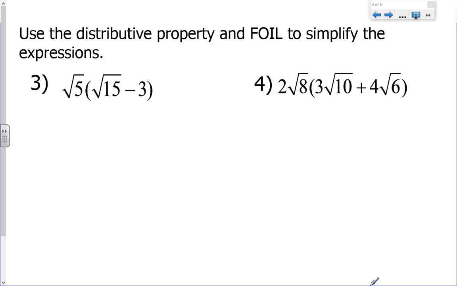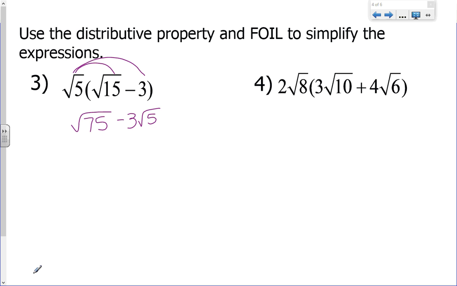So when we distribute, we're doing square root of 5 times square root of 15. Because both of those are radicals, I can call that square root of 75. I then need to distribute square root of 5 to the 3. The 3 is not a radical, so I can't do 3 times 5. I simply write that as 3 square roots of 5. So the only time we can actually do the multiplication is when those values are both underneath the radical.